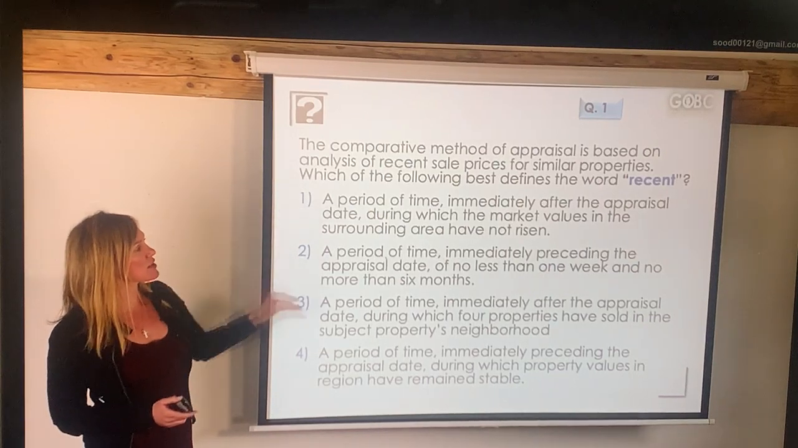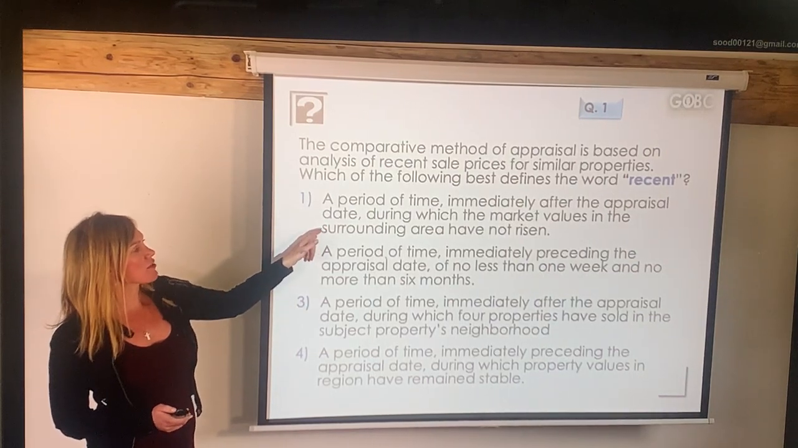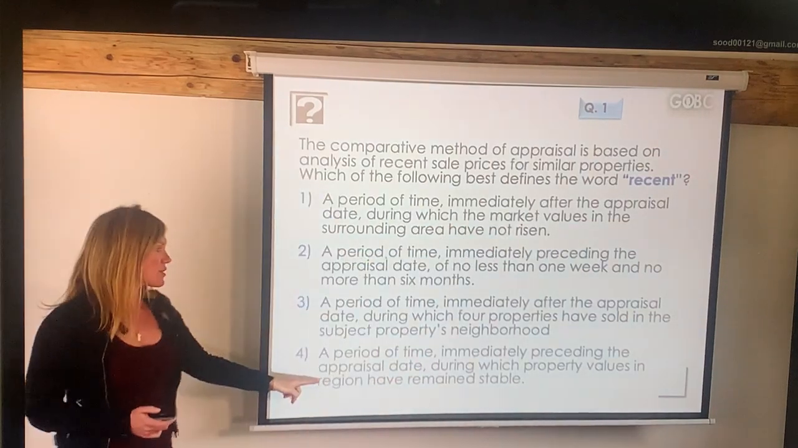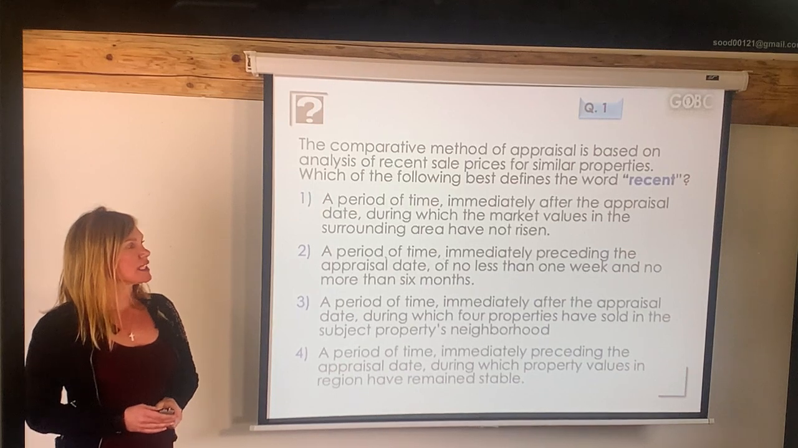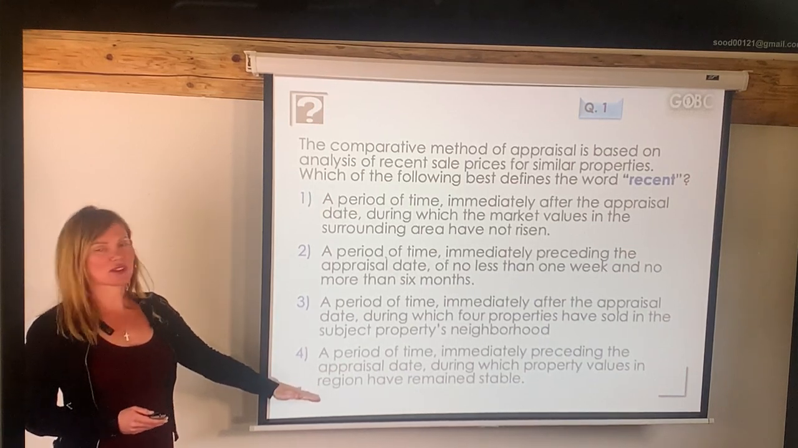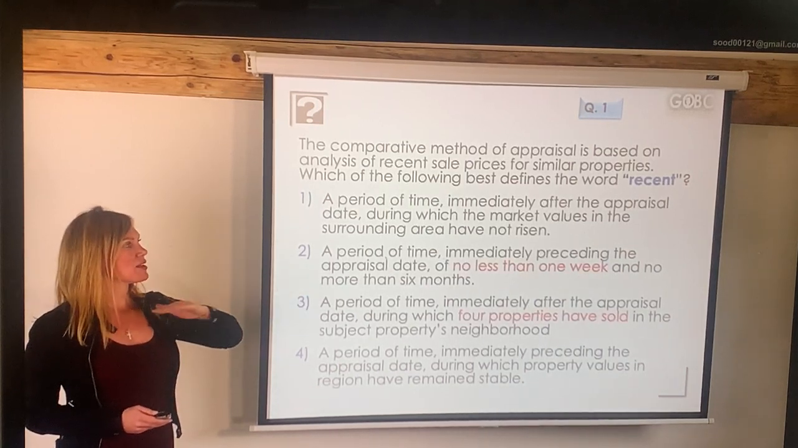So they all have "immediately after appraisal date," and then they say market values of the surrounding areas have not risen. So the market value has not risen. And the last one says "during which property values in the region have remained stable." So what are we looking for? Is that the values, or is that about the stability in here? It's when the market has remained stable, right?